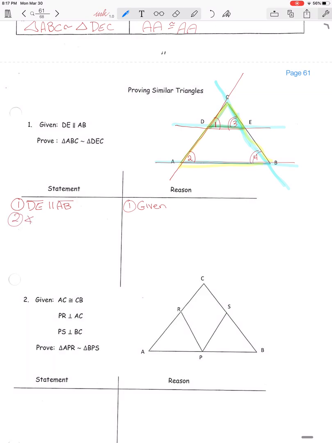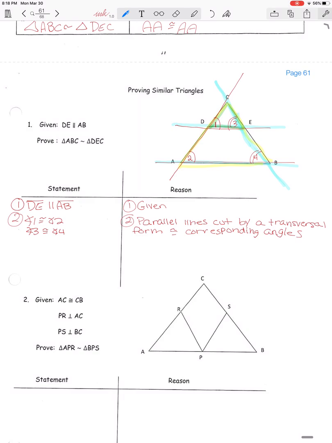So we have angle 1 congruent to angle 2, angle 3 congruent to angle 4, and that is because parallel lines cut by a transversal form congruent corresponding angles. Now, you can end there because we do have our angle, right? We have two sets of congruent corresponding angles.